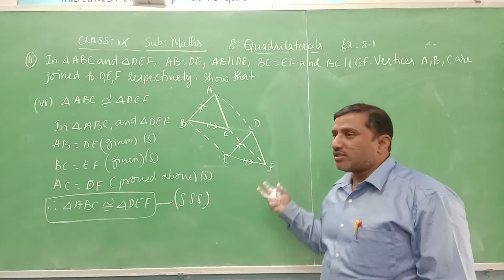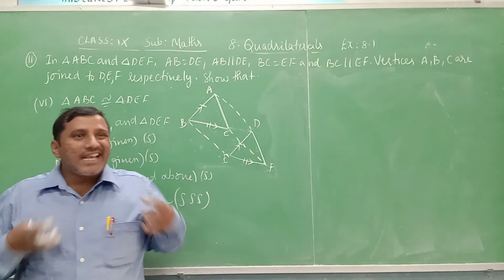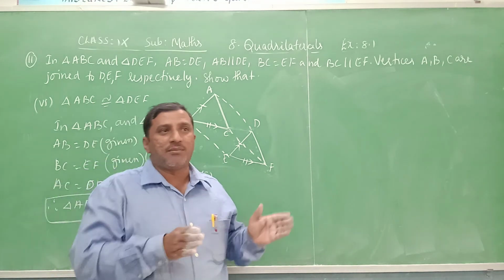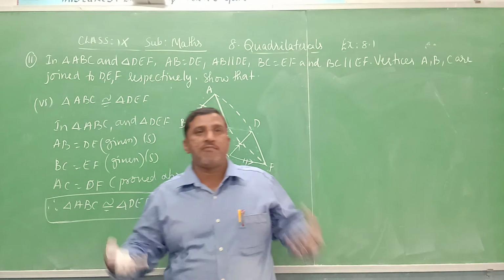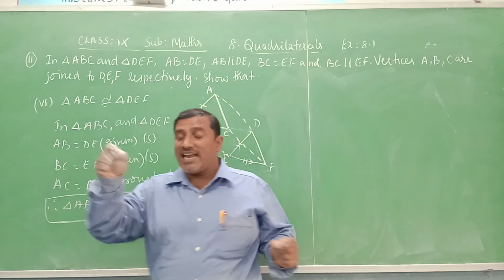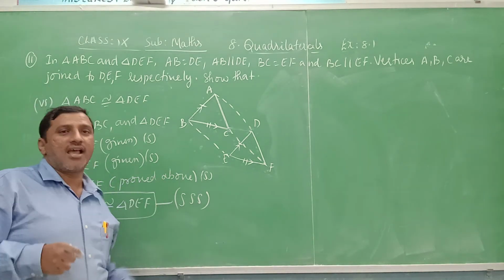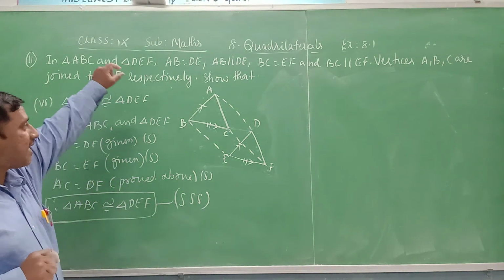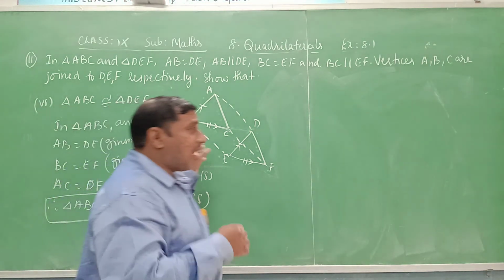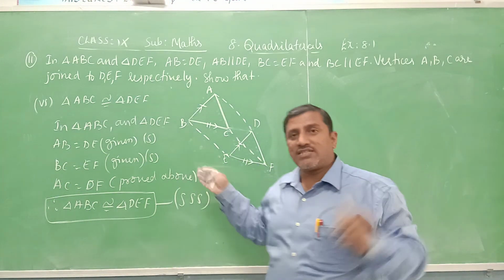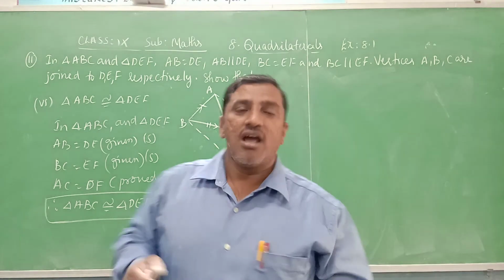So here we are using the properties of parallelogram. We have studied that if in any quadrilateral one pair of opposite sides are parallel and equal, it is a parallelogram. Using that concept, we prove all the identities, take out the results from these parallelograms, and finally prove triangle ABC is congruent to triangle DEF.